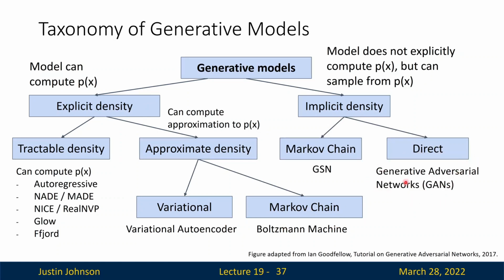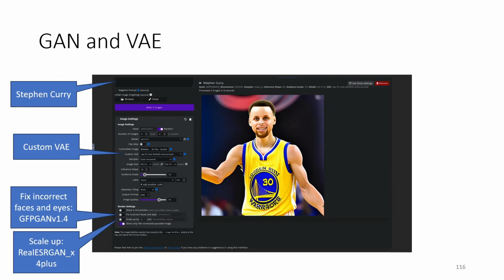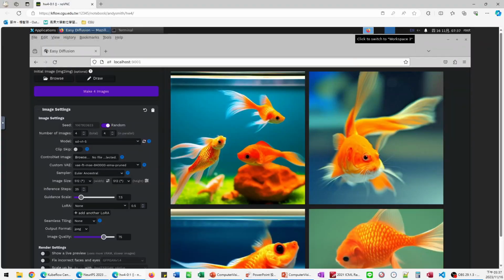For GAN, it doesn't explicitly calculate the probability of an image, but it assumes we can sample. Sample means we can collect a lot of images from the distribution. Okay, so the variational autoencoder and the GAN are still widely used for state-of-the-art image generation models. Then take a look. Okay, this is our model. All right, so if you take a look at this user interface.